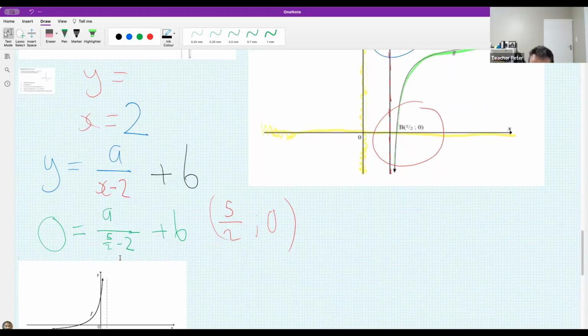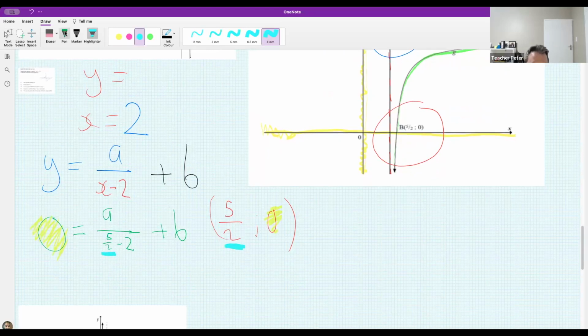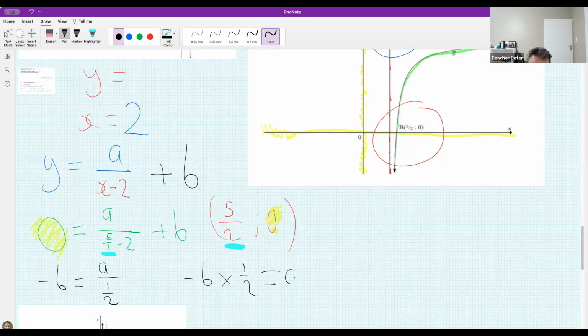Okay, what am I going to do next? So I think I've subbed it incorrectly. The 0 is the y, so it goes here. And the x goes there. Now, what do I need to do? I guess I could clean it up a little bit. I could bring the 6 to this side. And then what's 5 over 2? It's 2.5. So this is going to be a half. Then I bring the half to the other side and I get a.